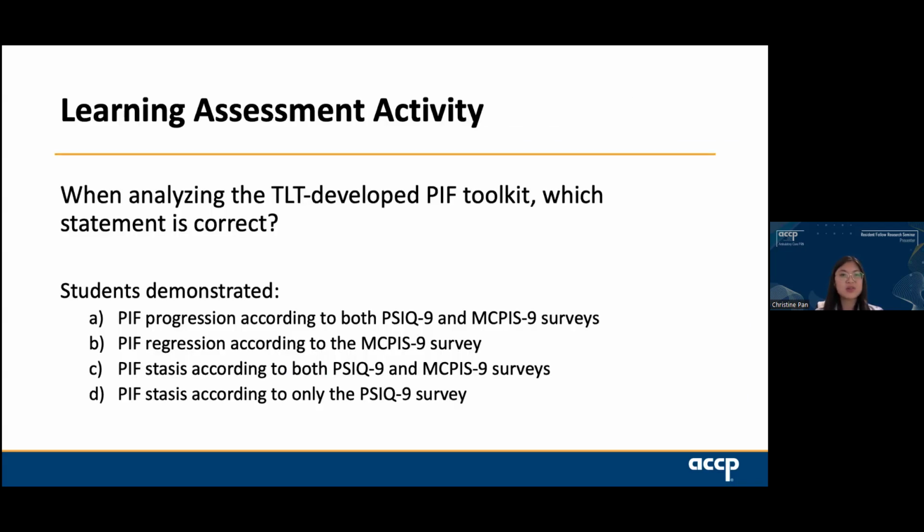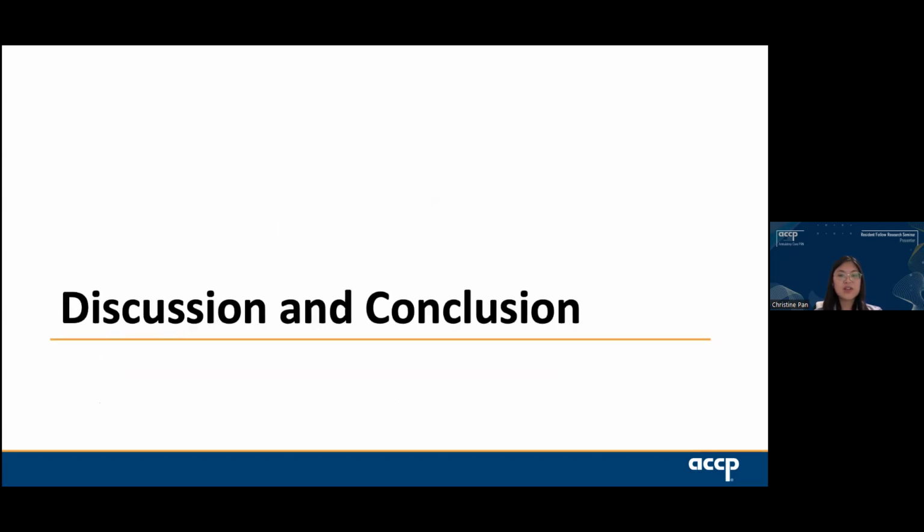Just due to time, I will also be skipping this learning assessment activity. But the main point here is that even though in these two surveys, there were some statistically significant results for professional identity progression and regression, overall, these two surveys demonstrate that the PIF toolkit showed professional identity formation stasis for all these students. So moving on to our discussion and conclusion.